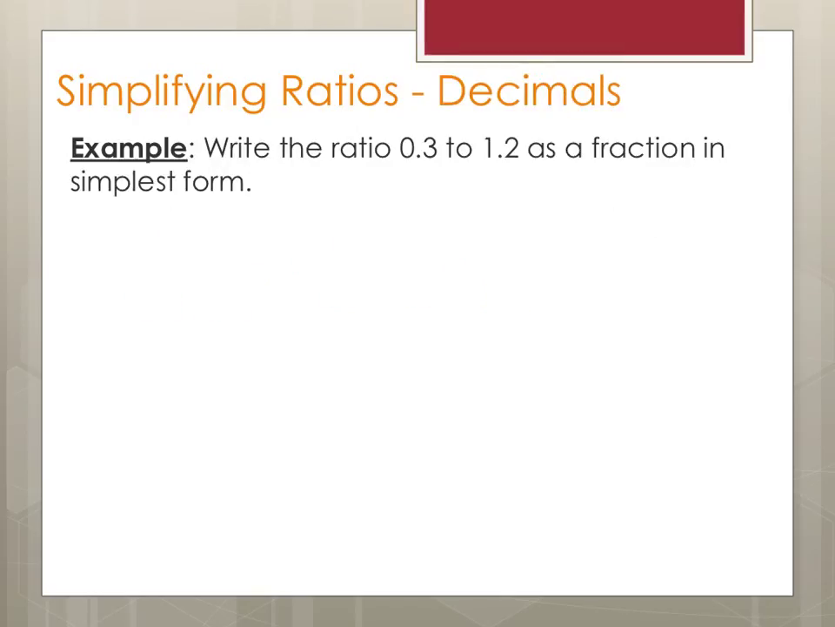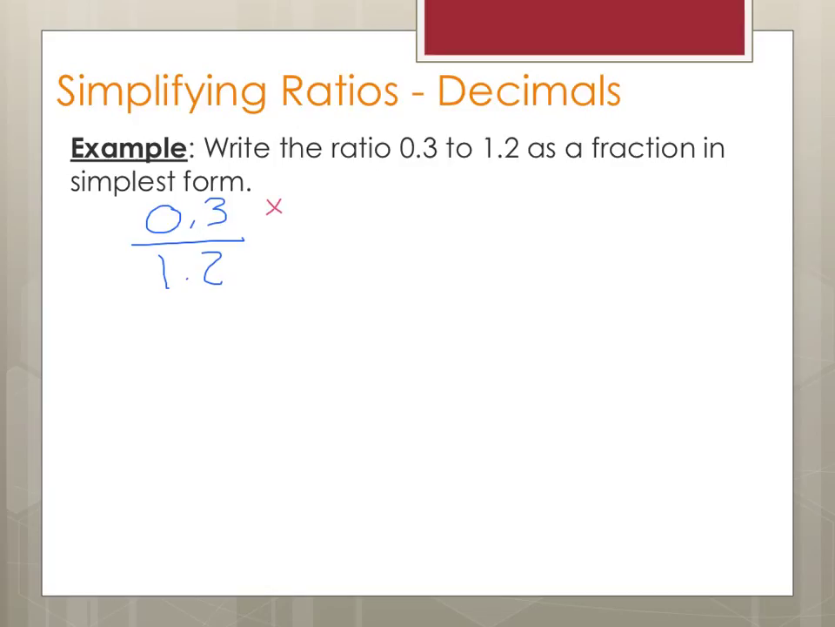Next, let's work on simplifying a ratio of decimals. So we want to write the ratio of 0.3 to 1.2 as a fraction in the simplest form. So let's start by writing the numbers that we have as a fraction: 0.3 over 1.2. We don't want to have decimals in a ratio in lowest terms. So let's start by getting rid of the decimals. To get rid of the decimals here, we're going to multiply the top and bottom by the same number.